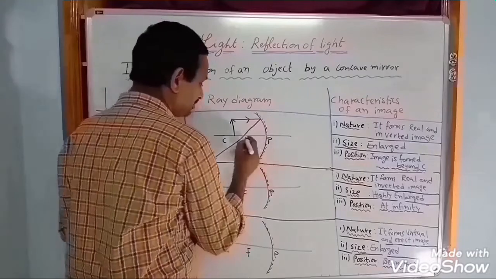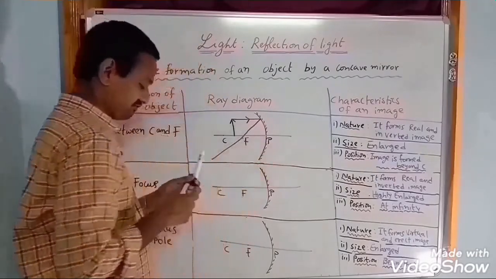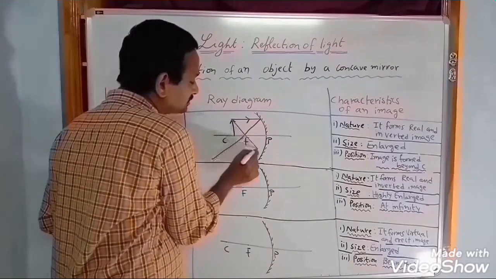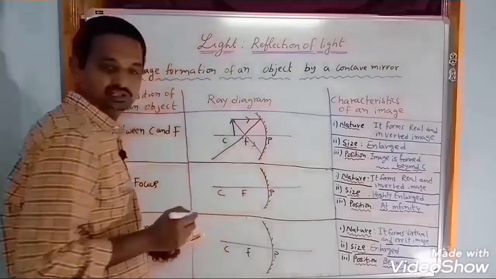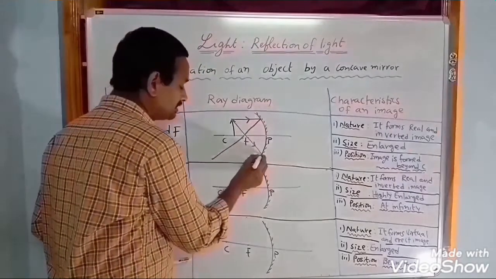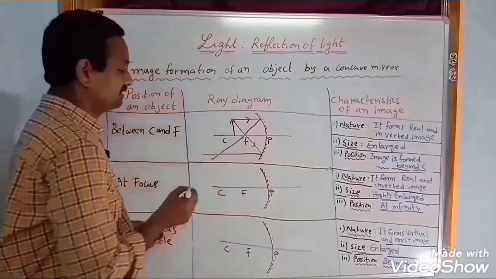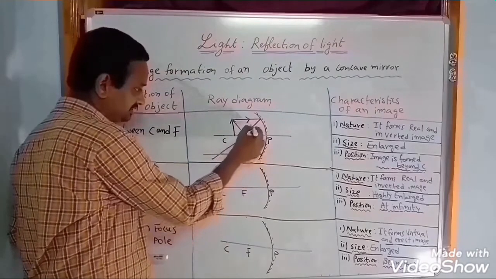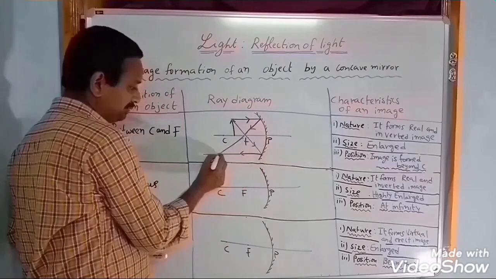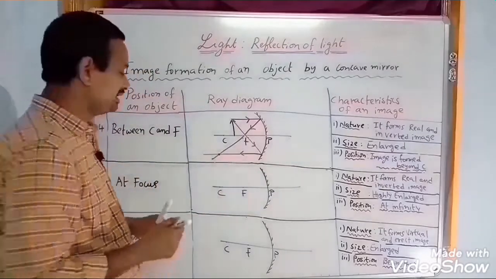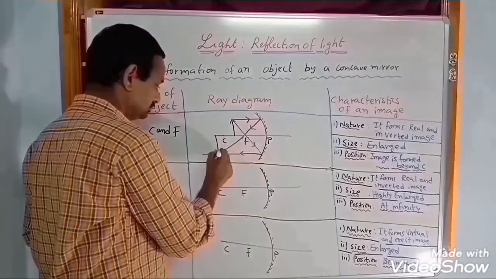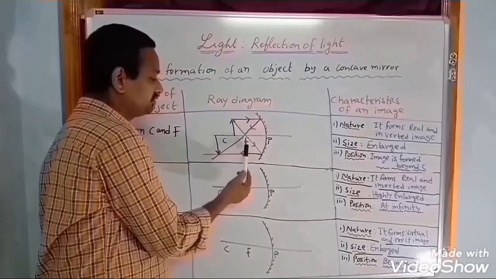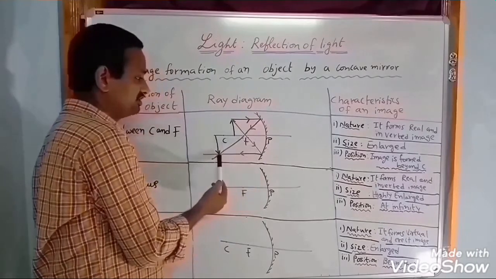A light ray passing through the principal focus of a concave mirror, after reflection, will go parallel to the principal axis. Here, the intersection of these two reflected rays meets beyond C, at which the image is formed. So when the object is placed between the center of curvature and focus, the image is formed beyond C.